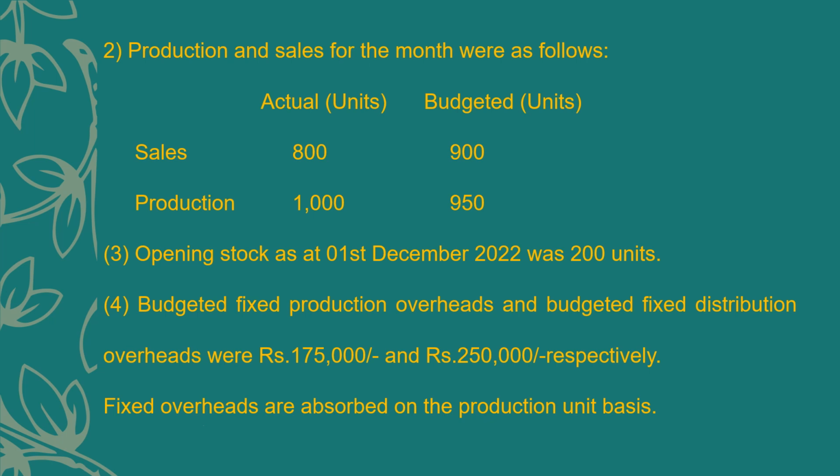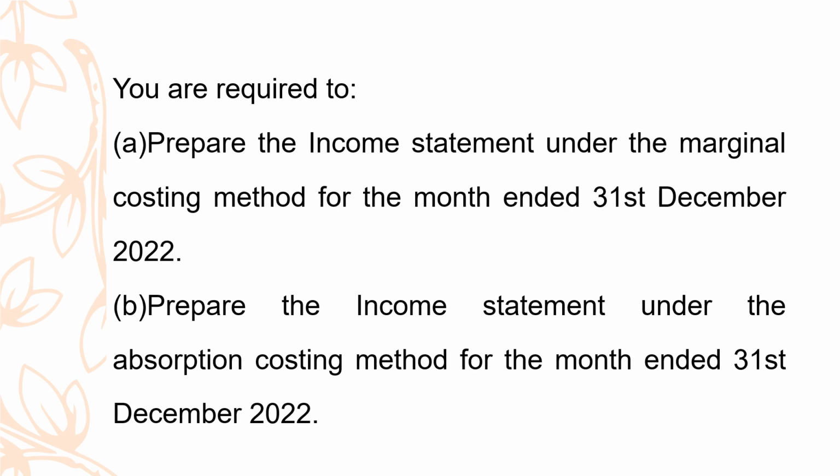Then they are mentioning that the opening stock as at 1st of December 2022 was 200 units, and the budgeted fixed production overhead and budgeted fixed distribution overhead are 175,000 and 250,000 respectively. Further, they mention that fixed overhead is absorbed on the production unit basis. So based on the given information, you are required to prepare the income statement under the marginal costing method for the month ended 31st December 2022, and you have to prepare the income statement under the absorption costing method for the month ended 31st December 2022.